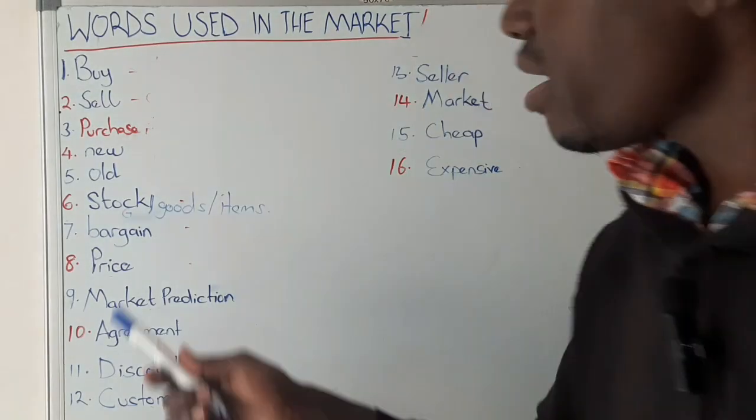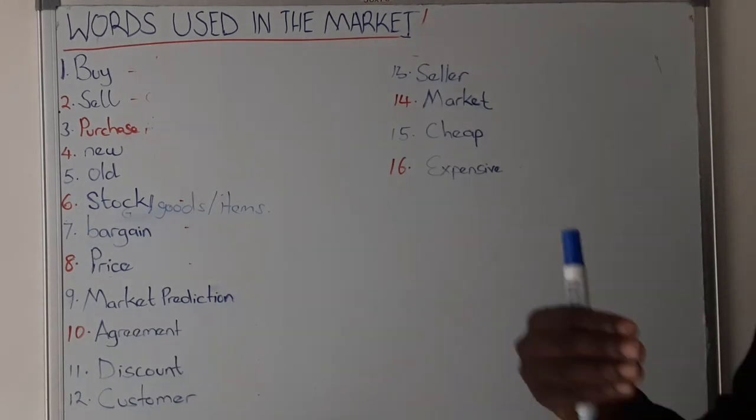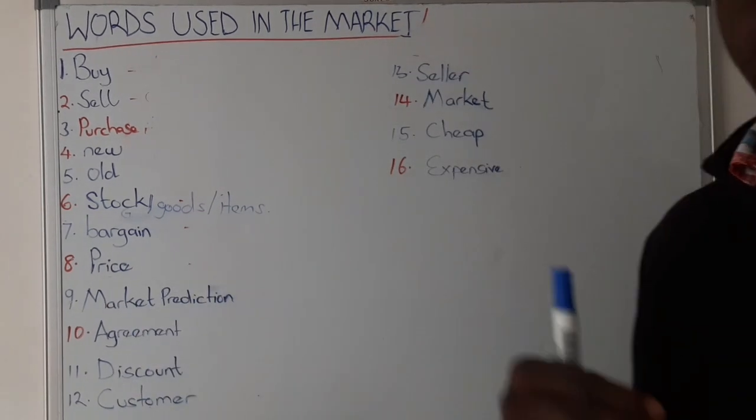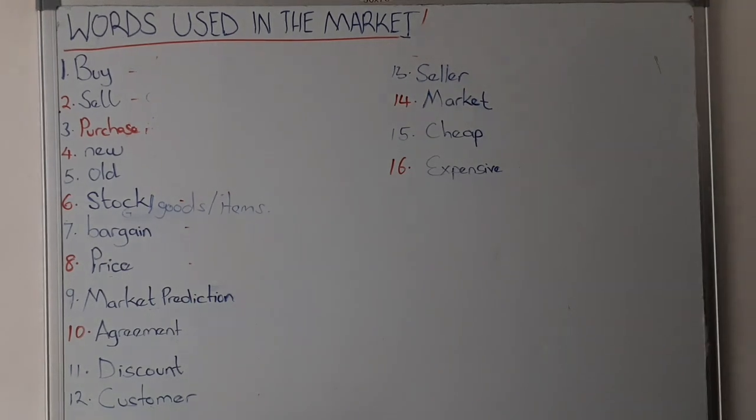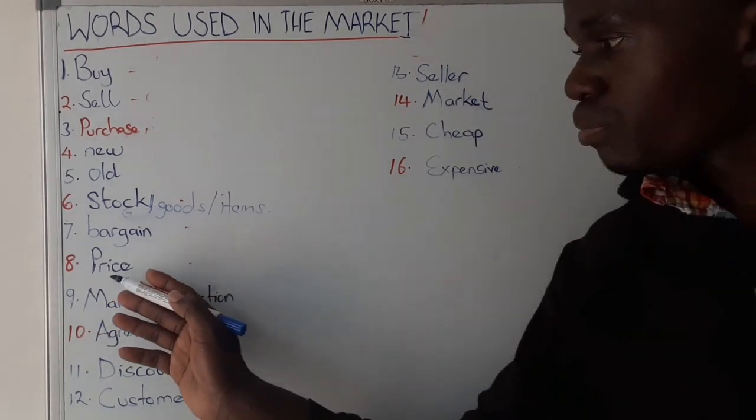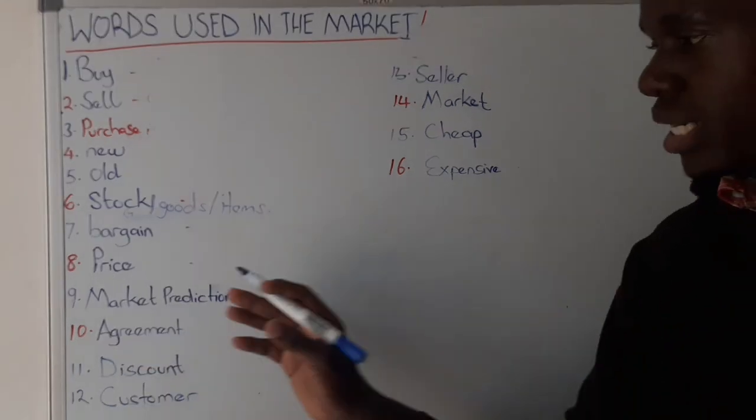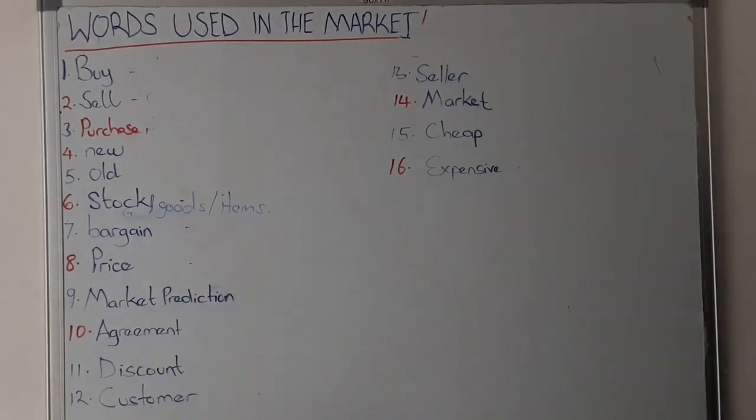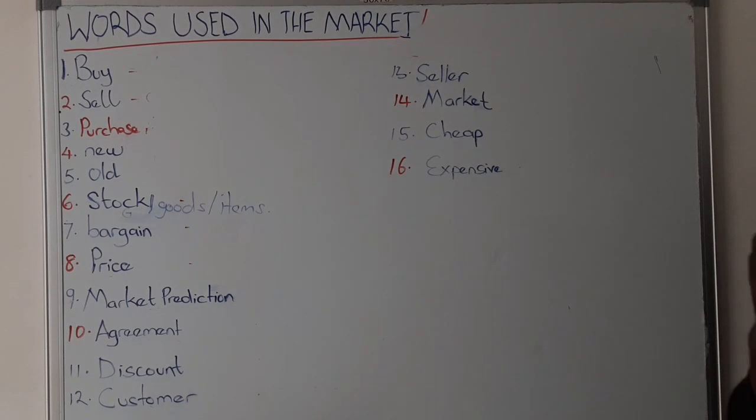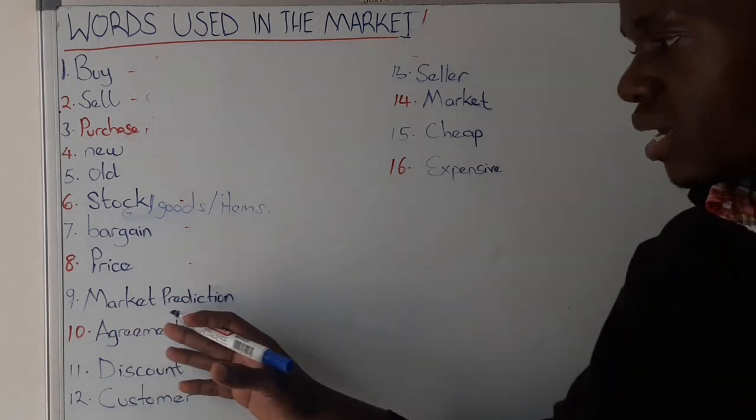Okay, number seven, we have bargain. Bargain, an agreement between your price and the seller. In other words, you are bargaining towards purchasing the commodity. We have price. Price of the commodity. We have market prediction. So market prediction, it means you forecast the price that the commodity will be sold to you.